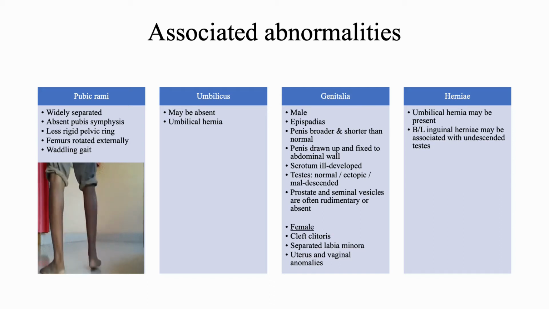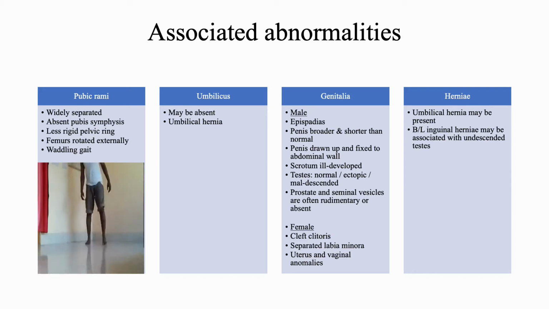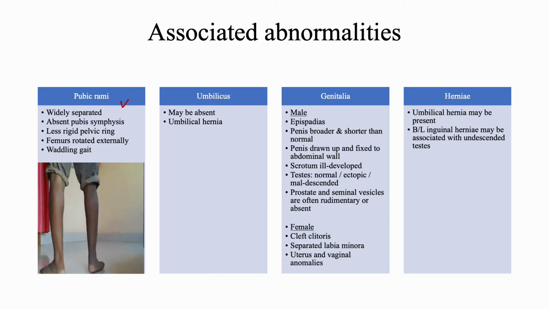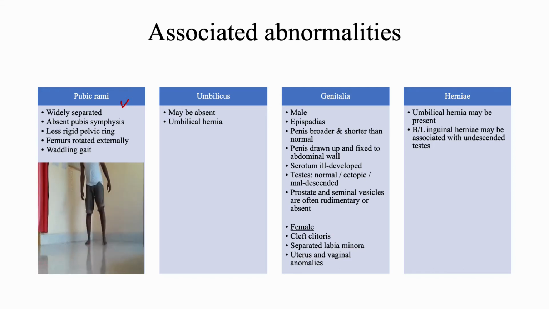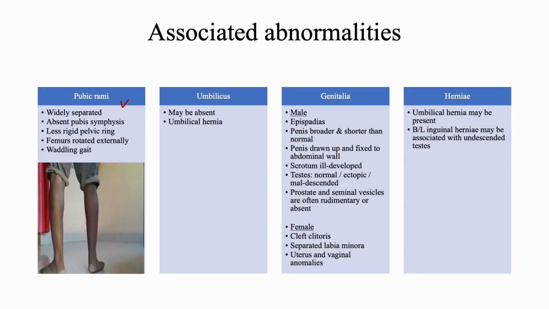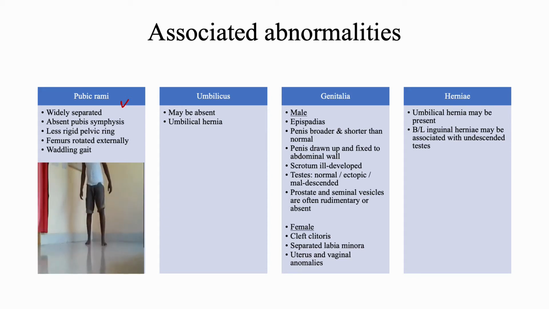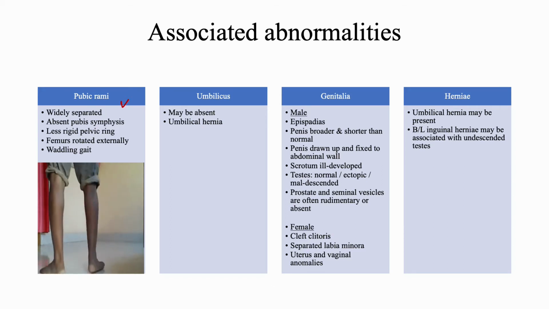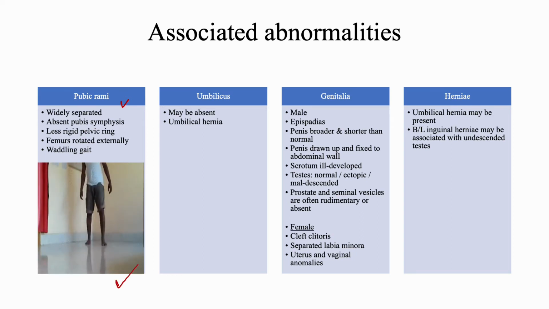These are some of the clinical features of ectopia vesica, and we can find different associated abnormalities along with it. Relating to the pubic rami, they are widely separated. The pubic symphysis is absent because the two pubic bones are not fused with each other. The pelvic ring is less rigid. The femurs are rotated externally, and the patient presents with a waddling gait because of the externally rotated femurs.